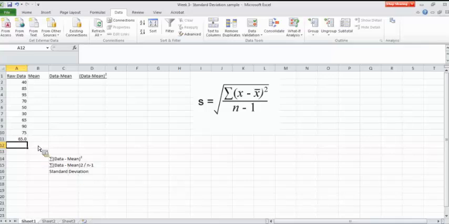So here's an example of some data points. Maybe this was a test that somebody gave. Out of 100 points, these were the scores. So you've got a 40, an 85, 95, 70, 50, 30, 65, 90, 75, and a 65.